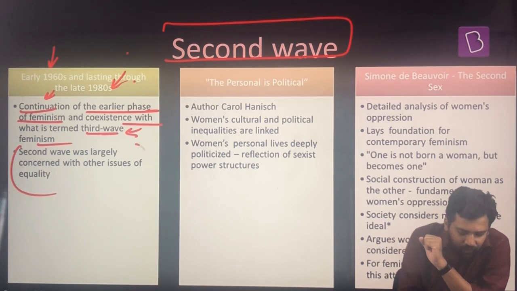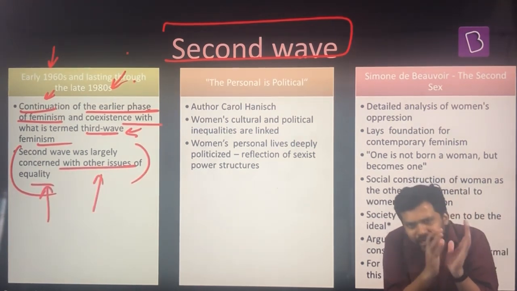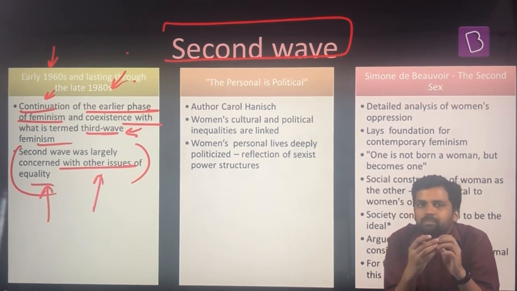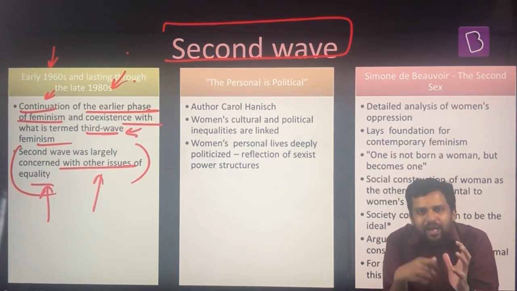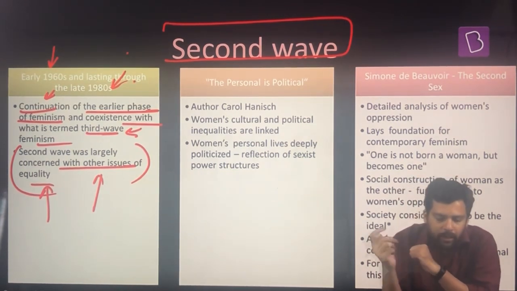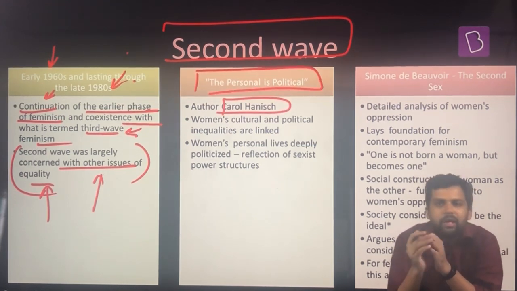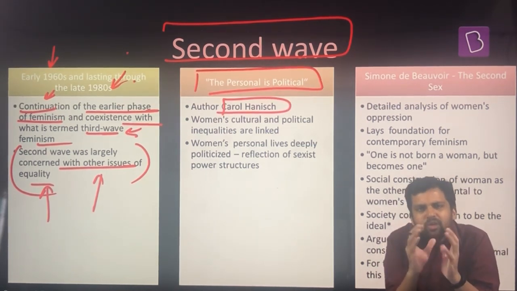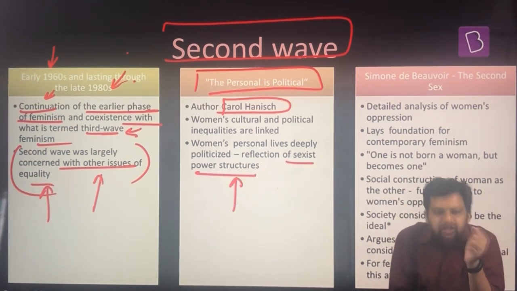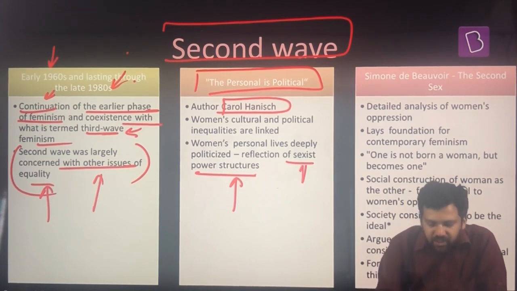Now, the second wave of feminism is concerned with issues of equality. And during this phase, some prominent works by certain authors came up. Now we will try to analyze what these works were, what they are trying to do. First work by Carol Hanisch, The Personal is Political. This work says that the power structures that exist in our state, in our society, are sexist in nature.